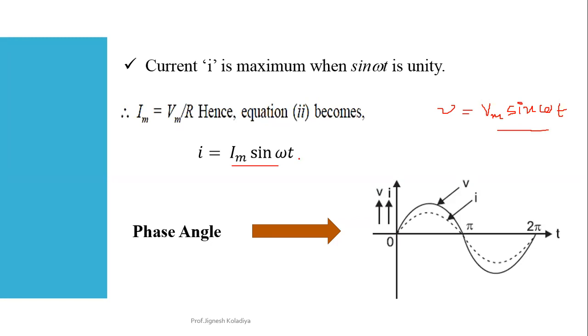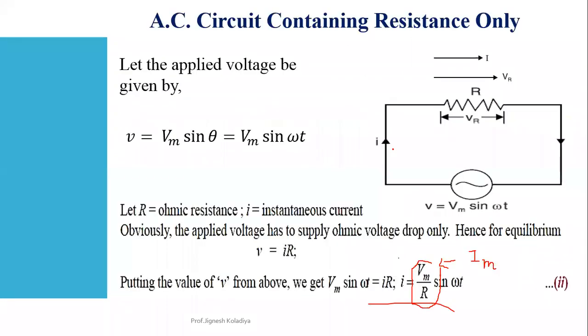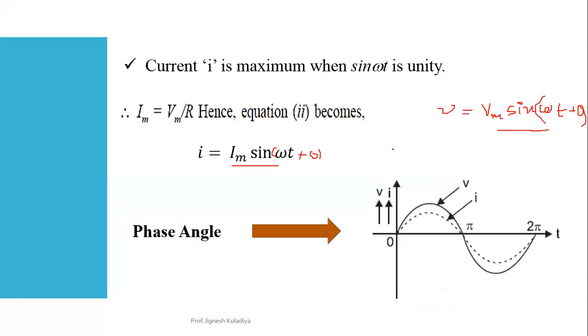Here you can see omega t plus 0 is given, and here also omega t plus 0 is given. That means we have a very important conclusion: if only pure resistance is connected in the circuit, at that time voltage and current both are in phase. There is no leading or lagging relationship, or no phase shift in between voltage and current.